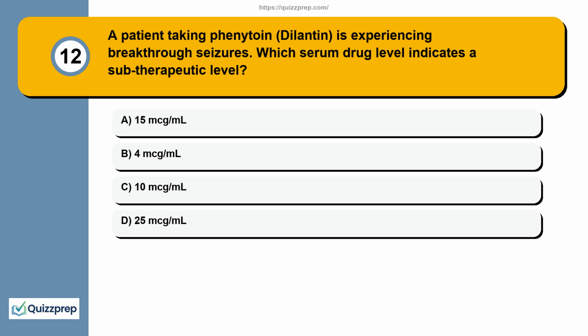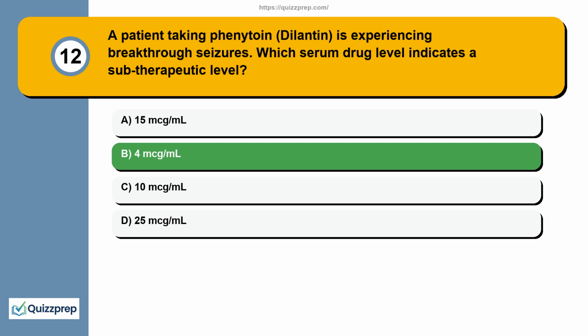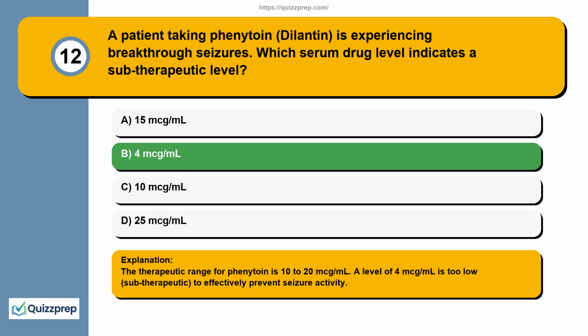Question 12. A patient taking phenytoin, Dilantin, is experiencing breakthrough seizures. Which serum drug level indicates a subtherapeutic level? 15 mcg/ml, 4 mcg/ml, 10 mcg/ml, 25 mcg/ml. The therapeutic range for phenytoin is 10 to 20 mcg/ml. A level of 4 mcg/ml is too low, subtherapeutic, to effectively prevent seizure activity.